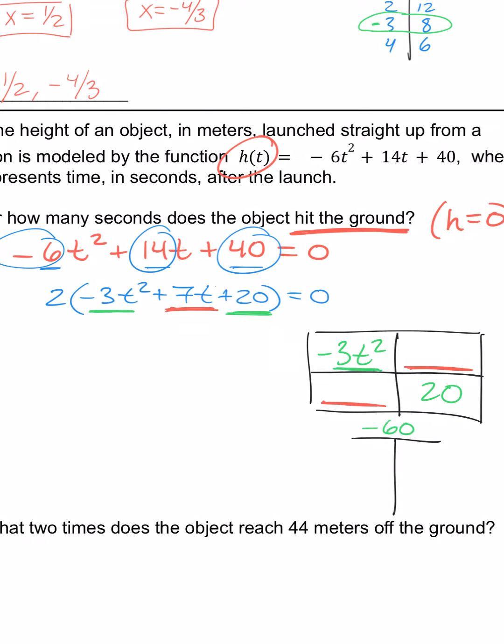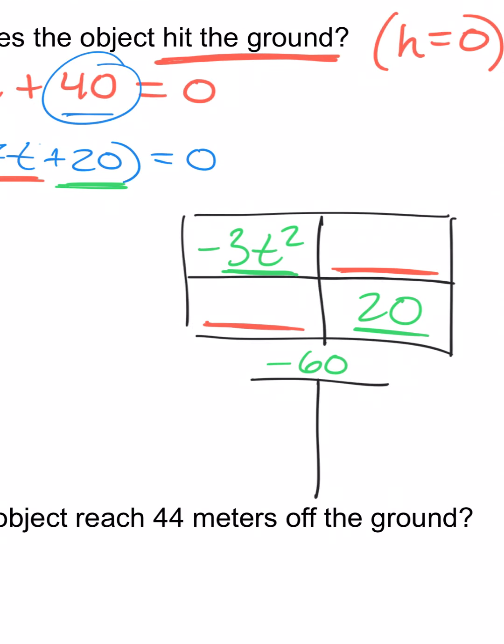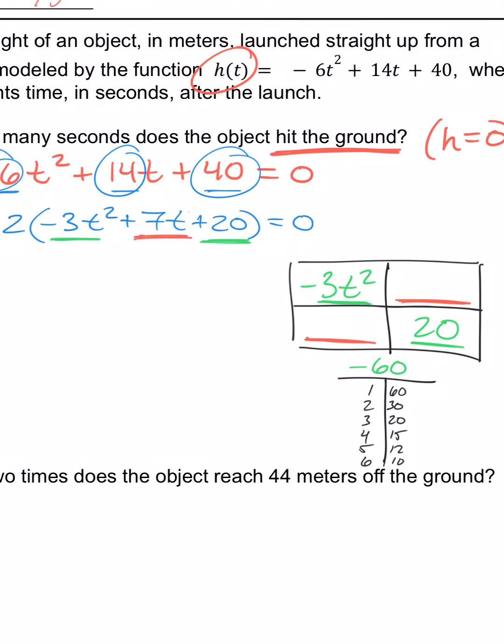The factors of these two numbers must help us create the red numbers. So we're going to list all the factors of 60. We have 1 and 60, 2 and 30, 3 and 20, 4 and 15, 5 and 12, 6 and 10. Okay, so I look at these and we want to create this 7t right here. I'm thinking we're going to use 5 and 12. I want positive 12t and negative 5t because the sum is 7t.